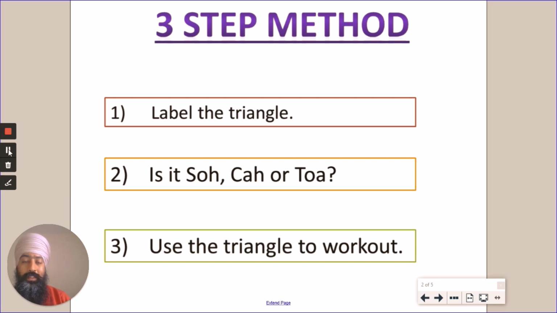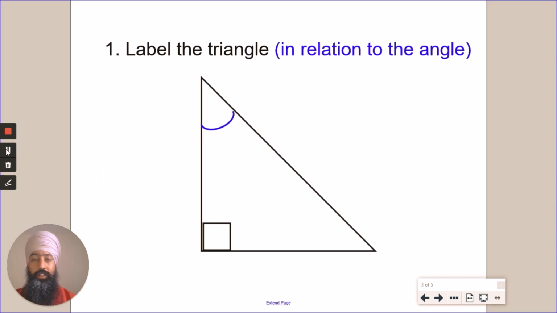The particular method that I'm going to use for calculating missing angles and missing lengths in right angle triangles is a three-step method as shown. First step is to label the triangle. Second step, to work out which formula to use: is it SOH, CAH or TOA? And the last step is actually using the triangle to work out the missing length or the missing angle.